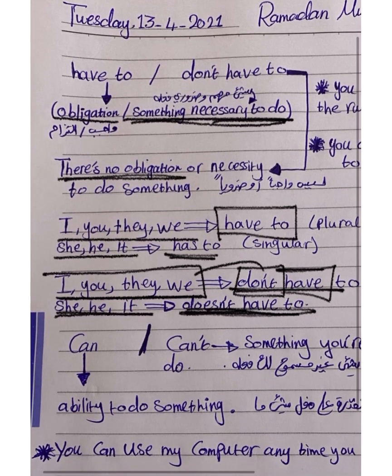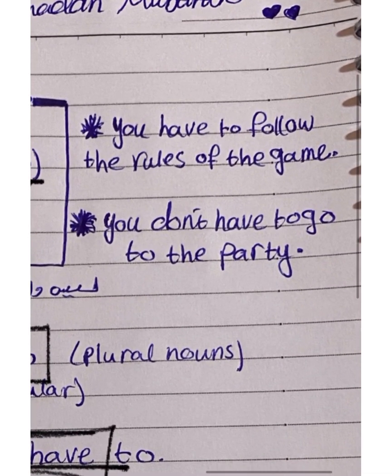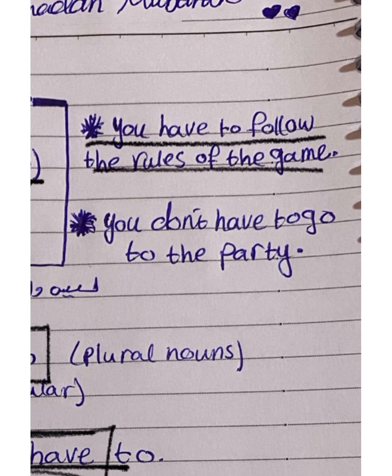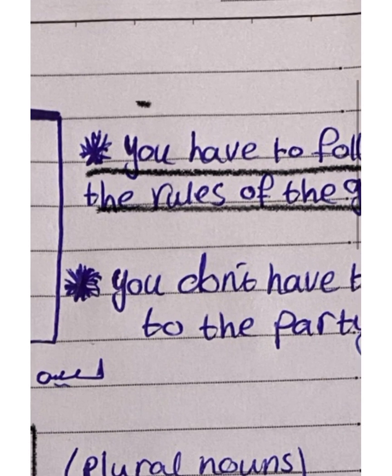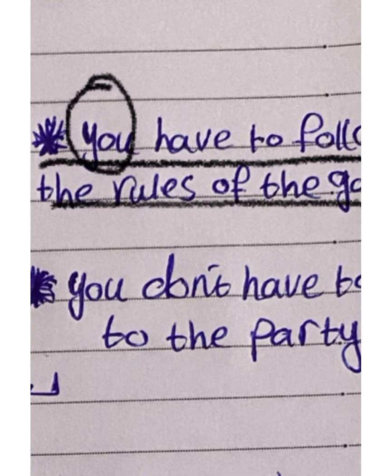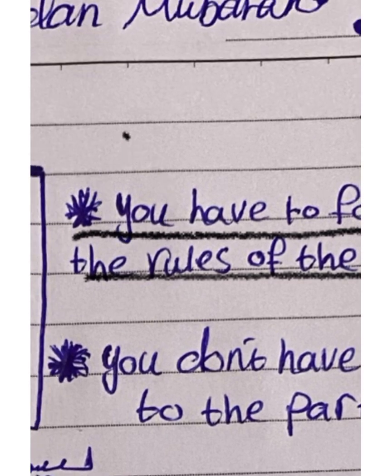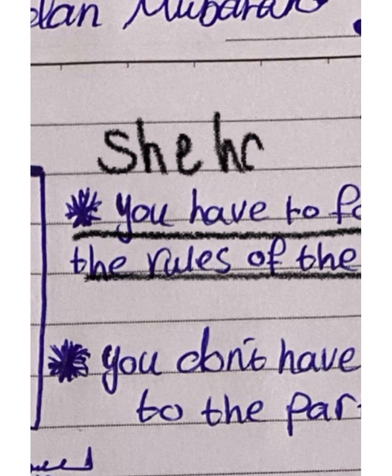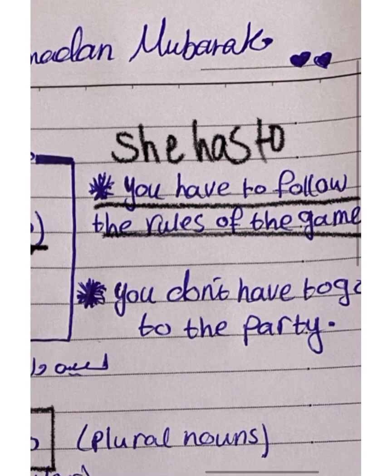Okay, here are 2 examples. The first one: you have to follow the rules of the game. You have to follow the rules of the game. It's obligatory, something necessary to do. Now, if the subject was she instead of you, what does have to become? Excellent. It becomes has to, instead of have to.